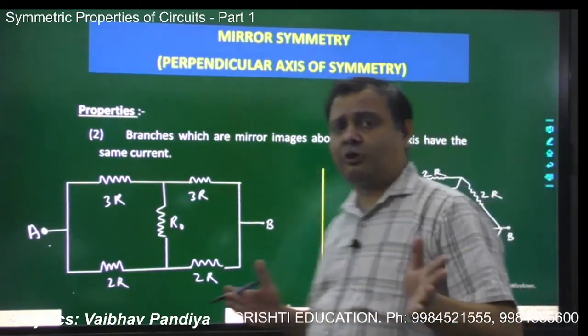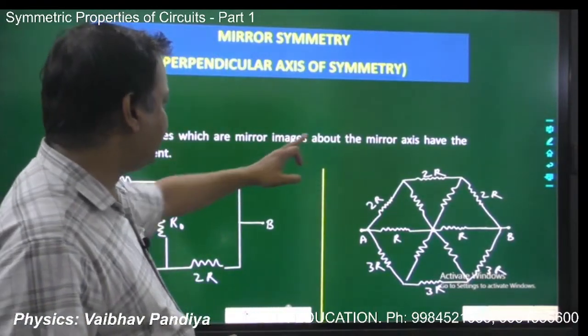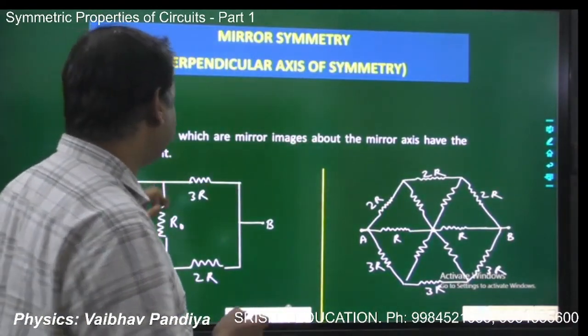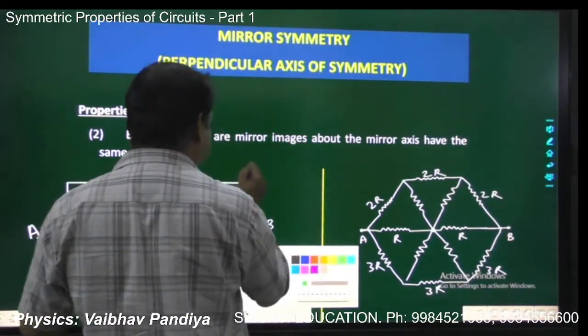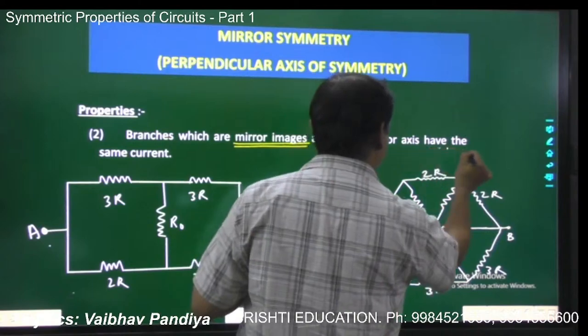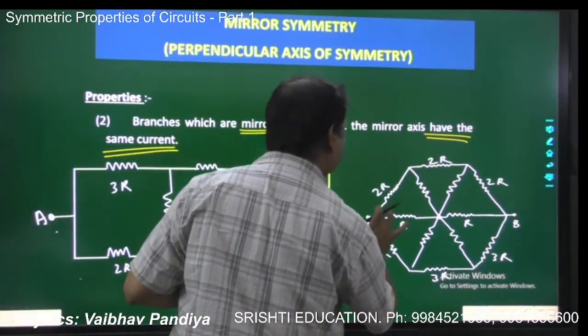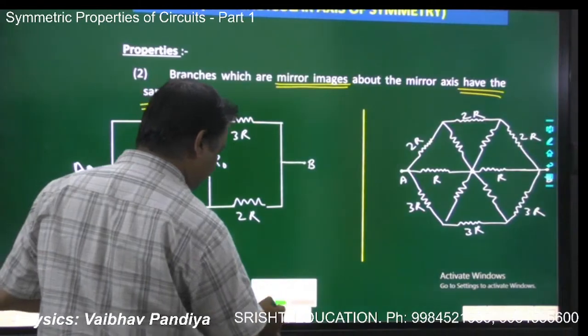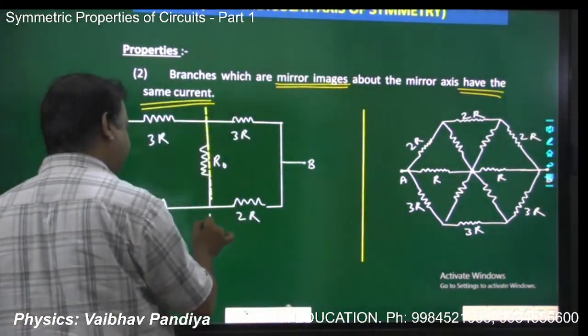Now see the second property of the mirror symmetry. Branches which are mirror images about the mirror axis have the same current. That is, the branches which are mirror images, like in this case the right hand side and the left hand side, have the same current. Okay, this we have already seen in the illustrations. So in this case, we can see this is the mirror symmetry.